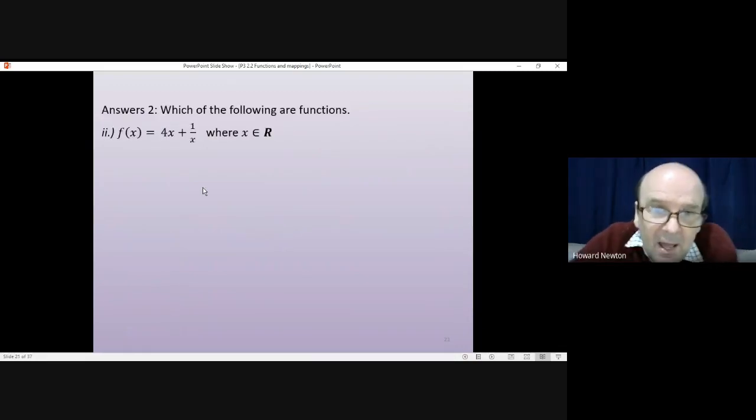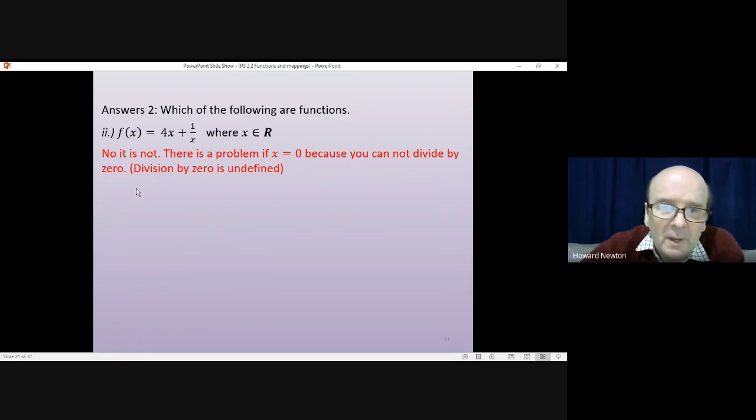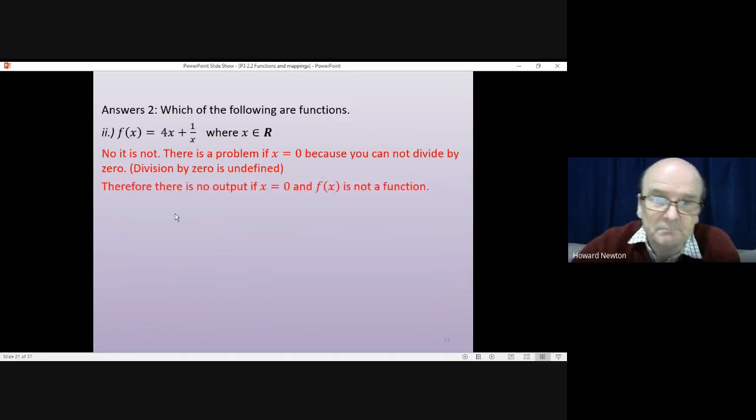Second question, f of x is equal to 4x plus 1 over x, where x is a real number. No, it's not a function. There is a problem with this function if x equals 0, because you can't divide by 0. The more formal way you'll see that written down normally is that division by 0 is undefined. But the bottom line is that x equals 0 is a problem, and you can't put it in that function. So there is not an output for every input. If you input x equals 0, there is no output. For that reason, f of x is not a function.